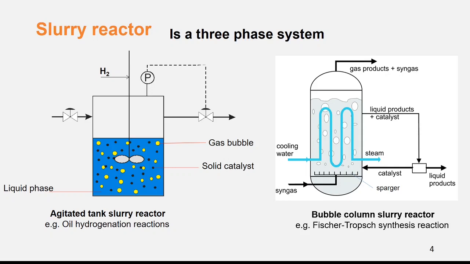Slurry reactors are common in the petrochemical and biochemical industries. One of their uses is in hydrogenation of oils, which turns oils into solid or semi-solid fats and can also increase the shelf life of the oil.